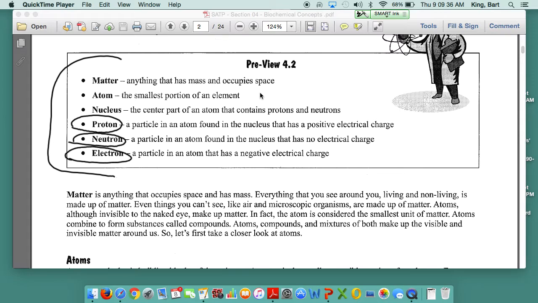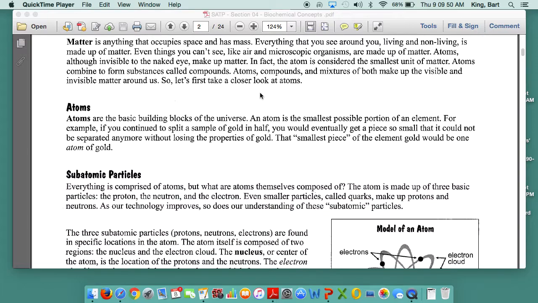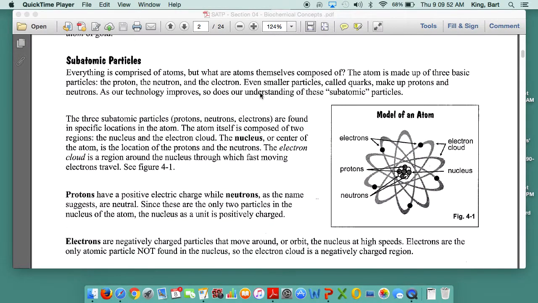A lot of people miss questions about those three particles, the three subatomic particles of an atom. Protons are positive, electrons are negative, neutrons are neutral. Okay, you just got to remember that somehow or another. I think of electricity when I think of electrons.